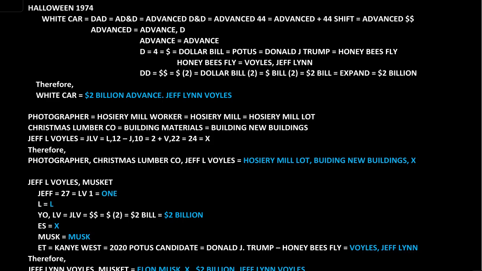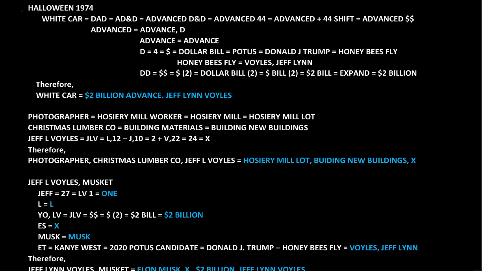All right, Halloween 1974, the white car. It belonged to Billy's dad, but was later sold to my dad. So for both of us, the car represents Dad. Dad is an anagram for advanced or AD&D. The A stands for advanced, so AD&D becomes advanced D&D.